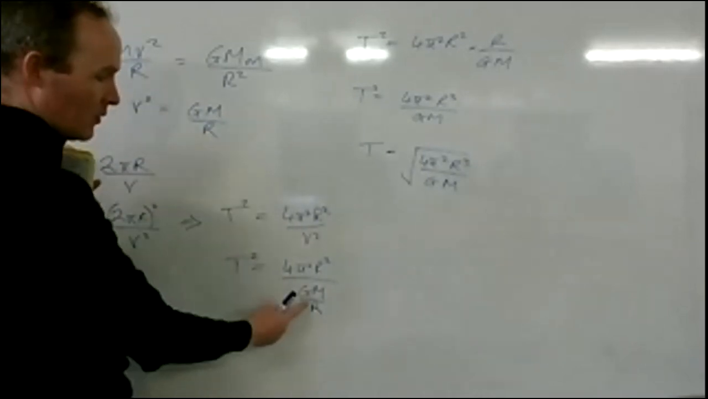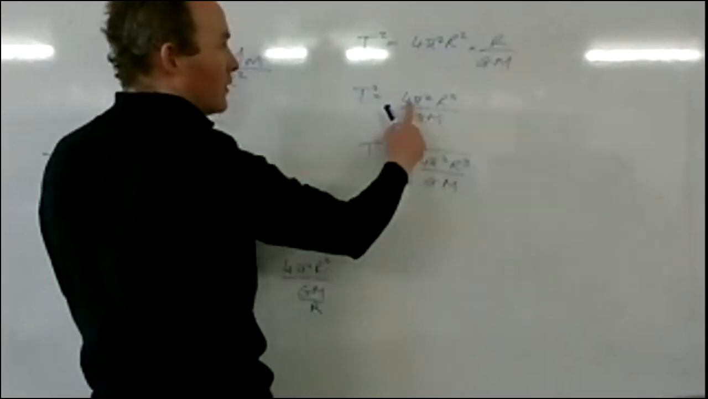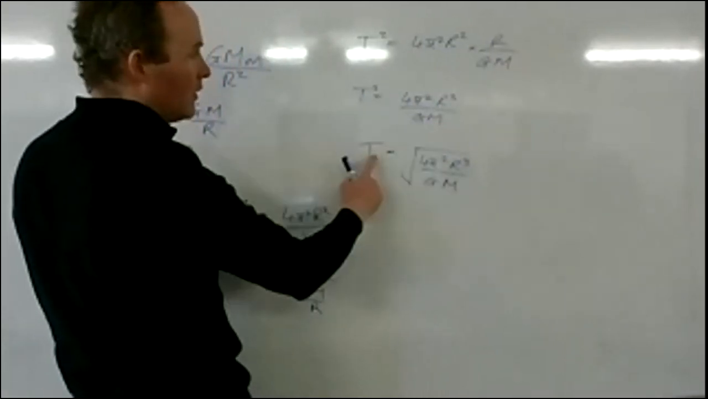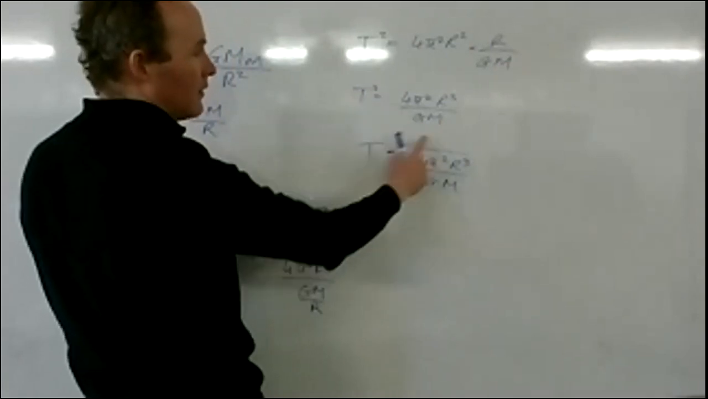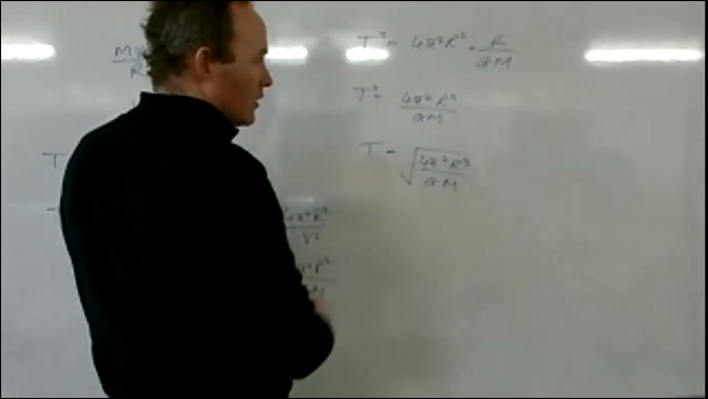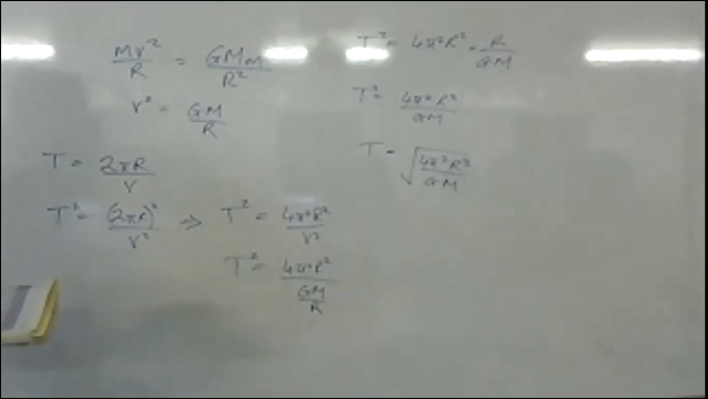Now to make T the subject in terms of G and M, we get T squared equals 4π²R³ over GM. Now to solve for T, we take the square root: T equals the square root of 4π²R³ over GM. That is the formula for the period of an orbit.